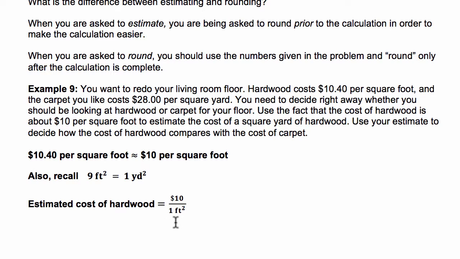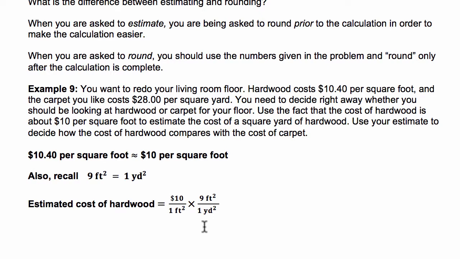We begin with the amount and the unit we have now. Remember, we're estimating, so let's use $10 per square foot instead of $10.40 per square foot. The unit in the denominator is square foot, but we want it to be square yards. We can multiply by a form of 1 to cancel out square feet and leave us with square yards in the denominator. Notice 9 square feet over 1 square yard is a form of 1 because the value in the numerator is equal to the value in the denominator.